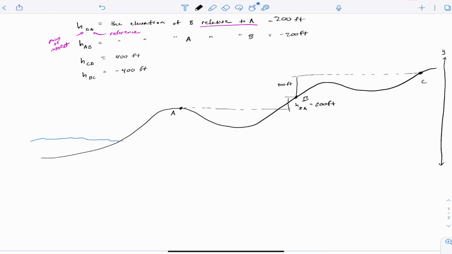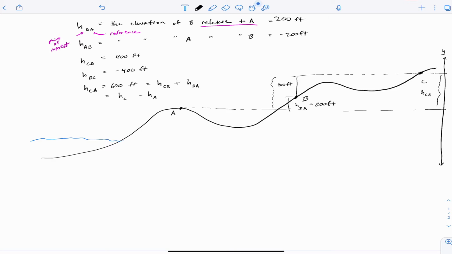And then it's trivial to say, well, the height of C relative to A. Well, we know that there's a 400 and a 200 there, so it's 600 feet. And you could see that because you could add HCB along with HBA. So the elevation of C above B added to the elevation of B above A. There's another way to think about it, and just think of it as y coordinates. That distance is HCA. So you could think of it as HC minus HA.